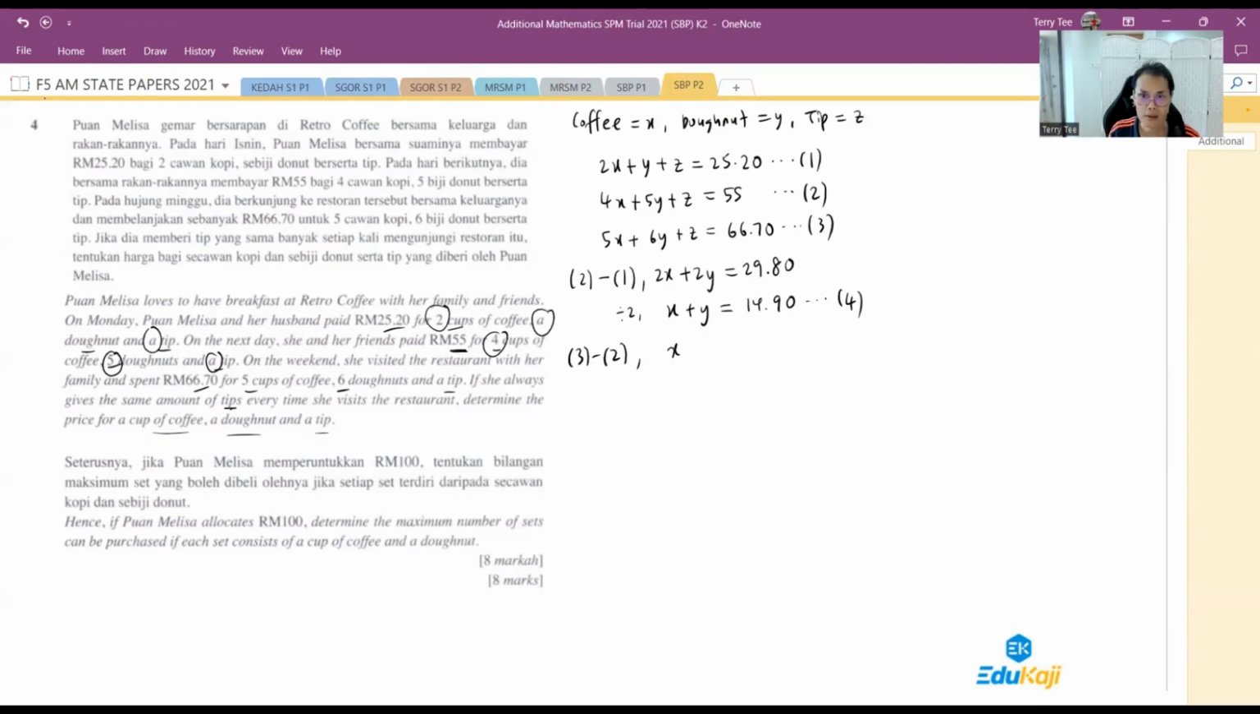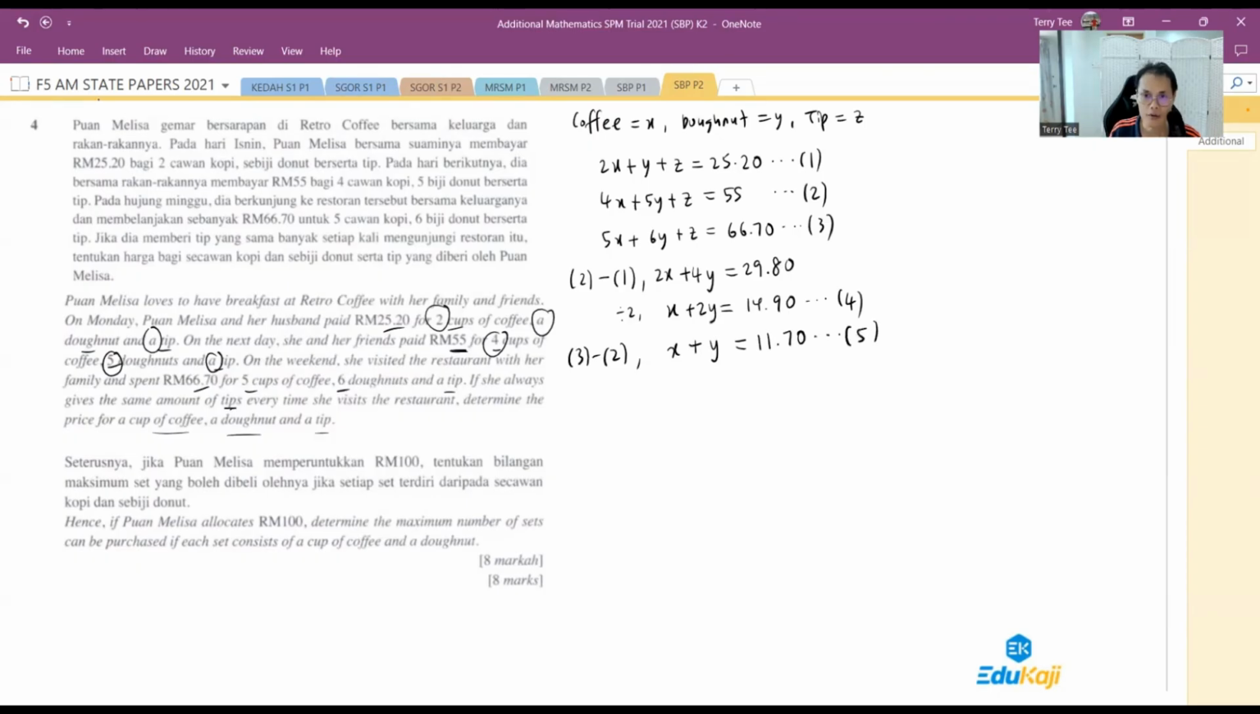Okay, I think I made a mistake. The first one, 5y minus 1y. Sorry, this is 4y. I made a mistake here. 5y minus 1y is 4y, so this is 2y after dividing by 2. Sorry for that. Then equation 3 minus equation 2, 6y minus 5y is just y. 66.70 minus 55 is 11 ringgit 70 cents.